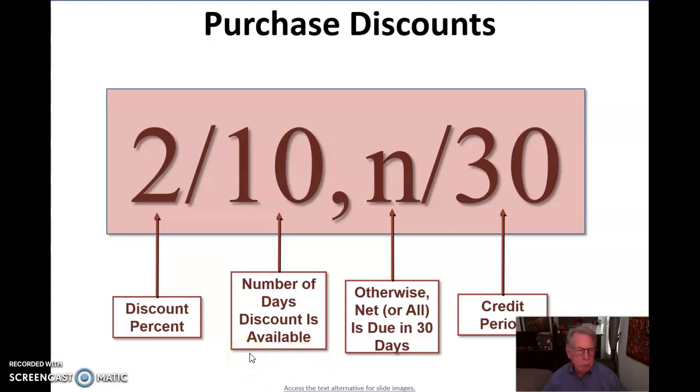And this is pronounced 2/10 net 30. Okay, so 2 represents the discount percent. And if you pay within 10 days, you get to reduce your purchase by 2%. But if you don't pay within 10 days, you have to pay within 30 days. That's the net is due within 30 days, and you don't get the 2% discount. See how that works? Pretty simple, really.